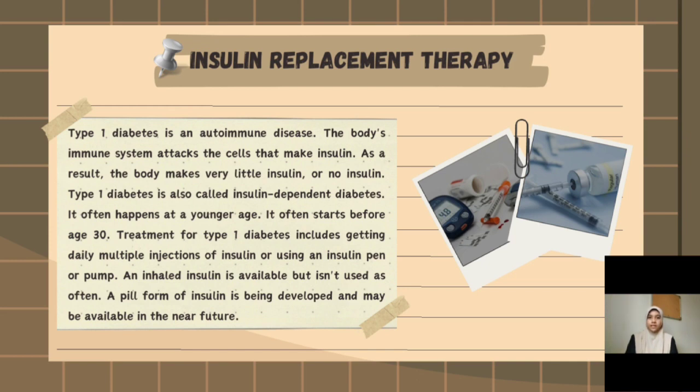Treatment for type 1 diabetes includes getting multiple daily injections of insulin or using an insulin pen or pump. An inhaled insulin is available but isn't used as often. A pill form of insulin is being developed and may be available in the near future.